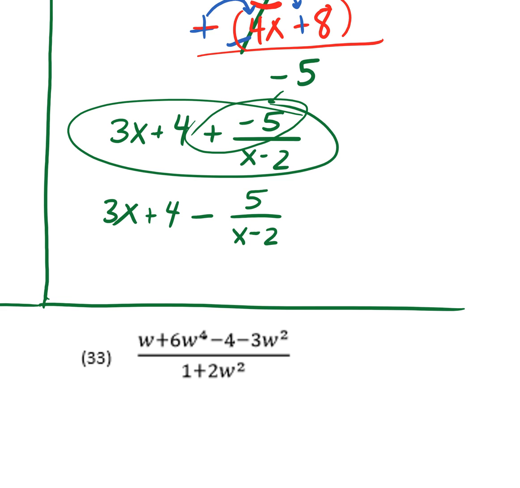I guess that's kind of like you bringing the negative that was on the 5 to the side of the fraction instead of leaving it at the top. But I'd say either of these is fine. I don't know if one's better than the other. They're both good.